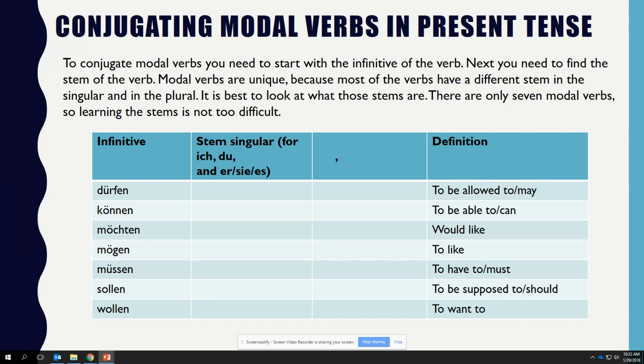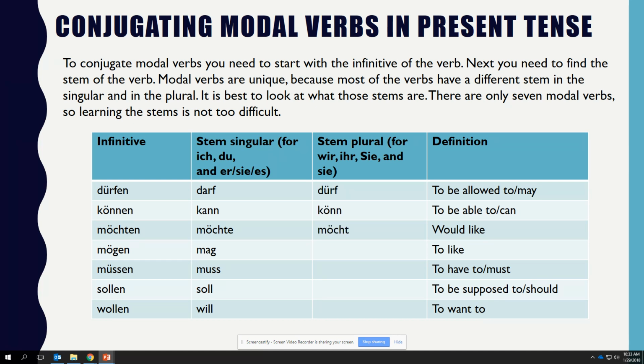Stems for the singular side for ich, du, and er/sie/es are darf, kann, möchte, mag, muss, soll, and will. Remember, the stems for the plural side are often different, but not all the time. So the stems for the plural for wir, ihr, sie, and Sie are dürf, können, möcht, mög, muss, soll, and woll.